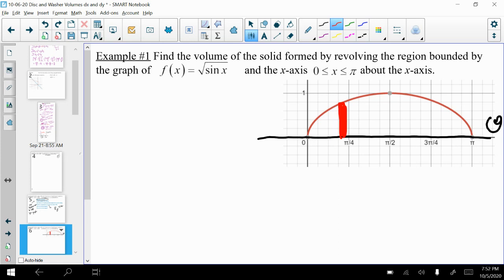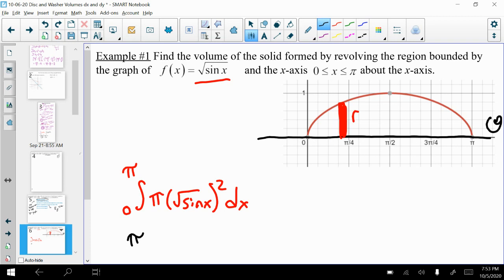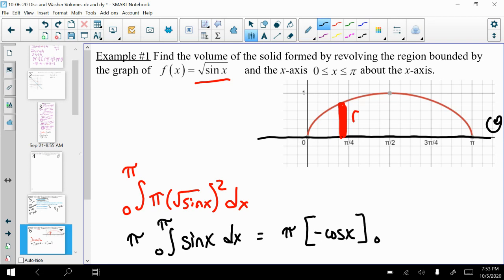So I need to set up my limits of integration from 0 to pi. Now each one of these little things that I rotate, here's my r, is going to be pi r squared, and r is square root of sine x squared dx. And now it just works like normal. So we usually move the pi out, 0 to pi, square root squared just gives me the integral of sine x, which is actually a very simple integral. Pi stays out in front, integral of sine is negative cosine, evaluated from 0 to pi.